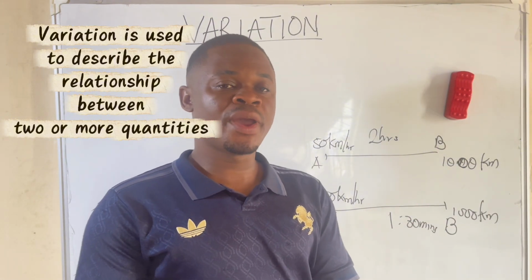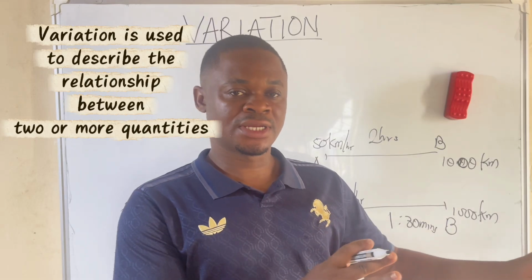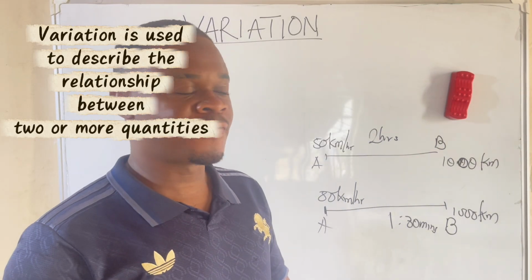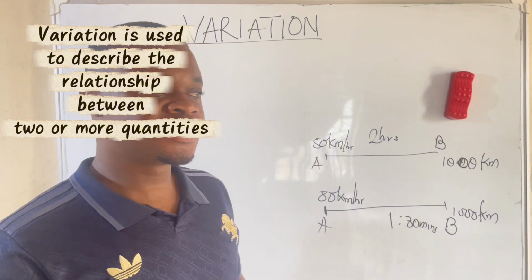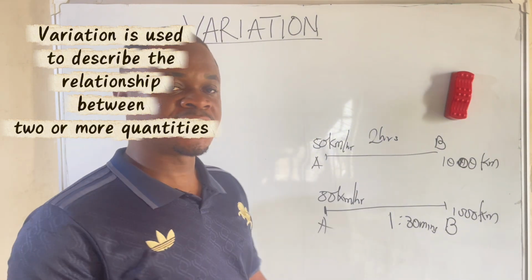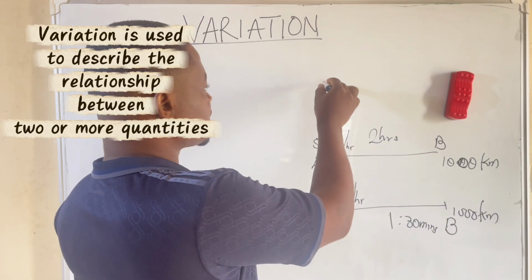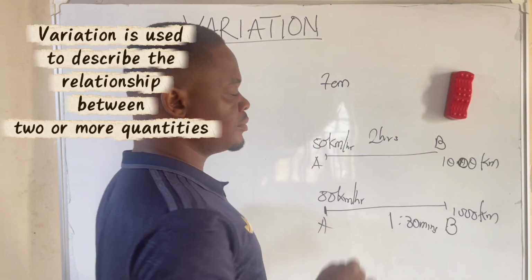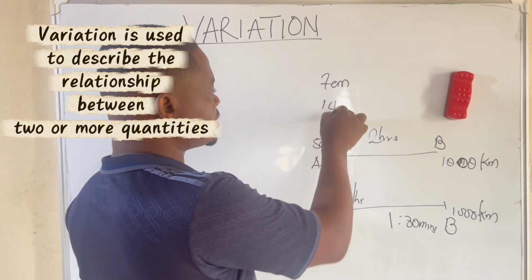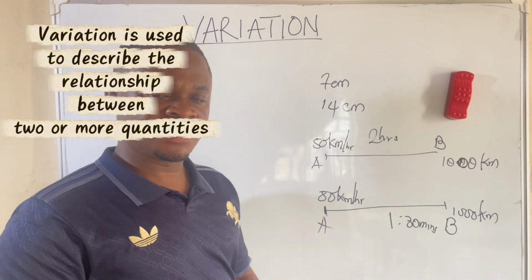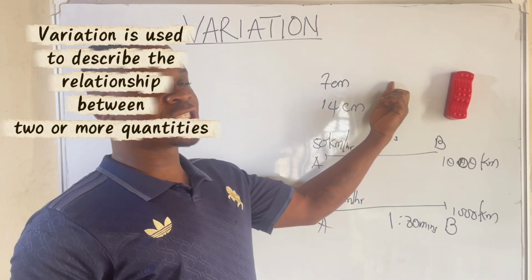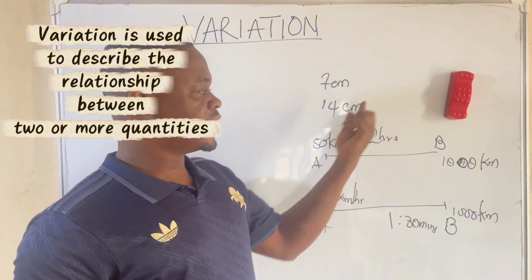So here we are comparing two quantities, the speed and time. Also, there's another case of variation. Let's say the circumference of a circle and its radius. If the radius of a circle is 7 cm, and you have another circle whose radius is 14 cm, what it means is that this circle is going to have a smaller circumference than this.